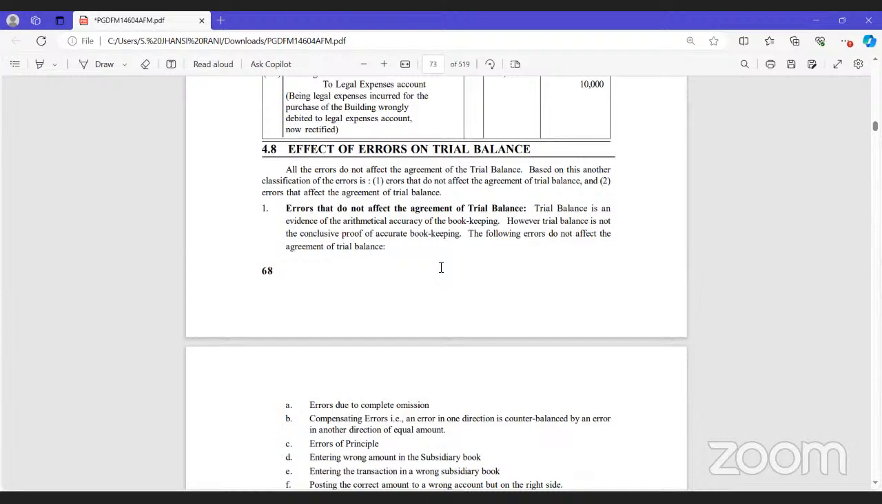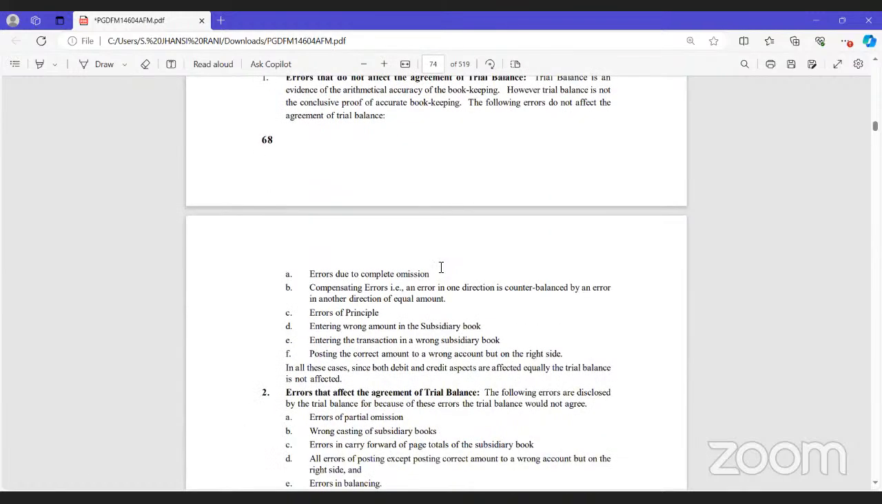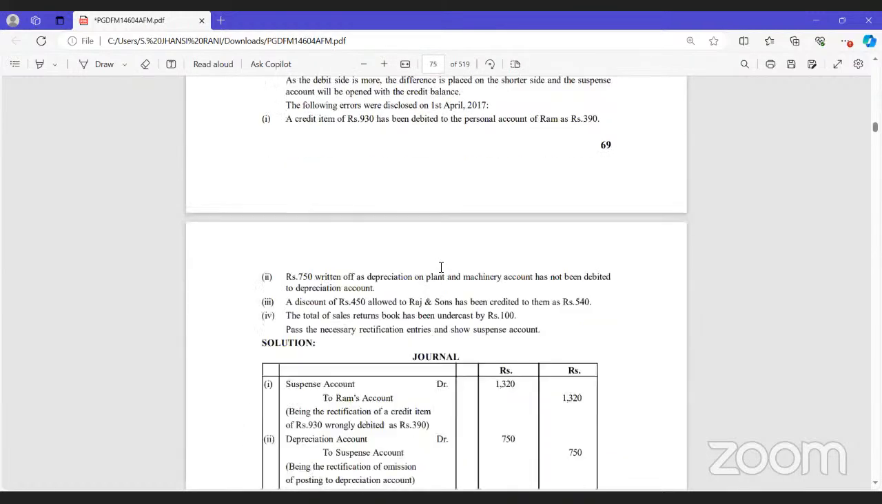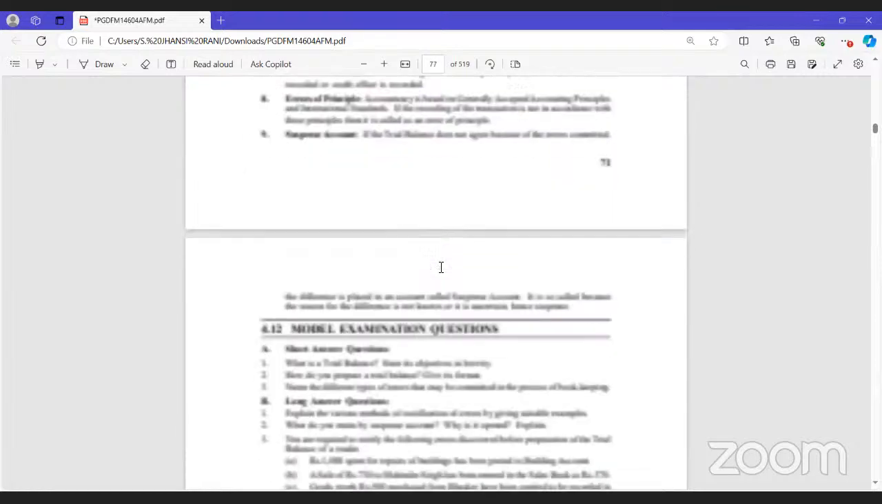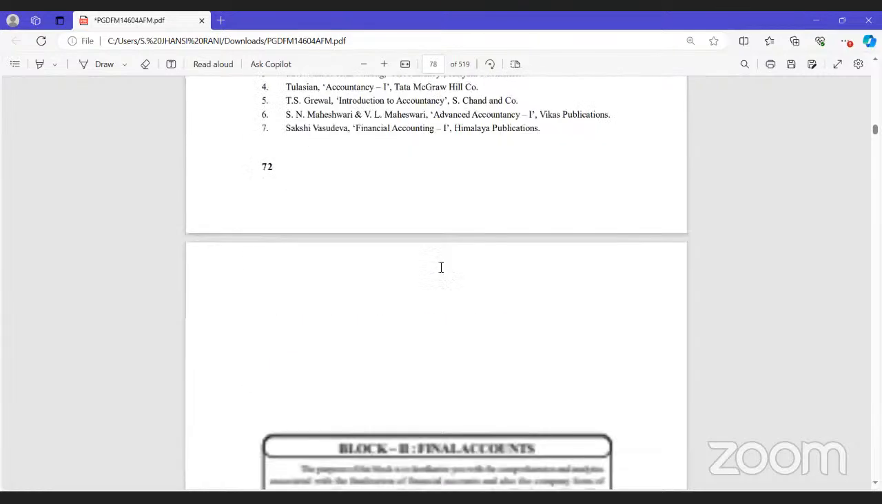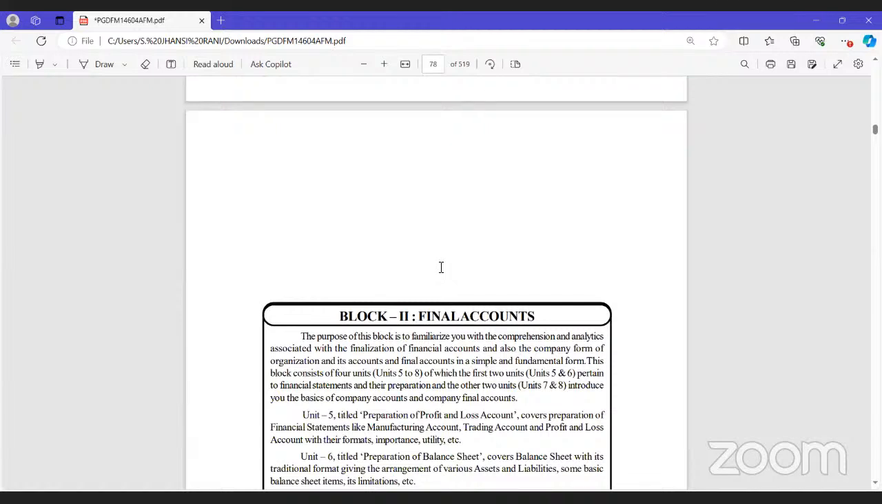If it is done, that will be rectified. So like this, error of omission, commission, error of principle, and compensating errors: these four types of errors are there. Whenever any error happens, it will be rectified by rewriting or correcting the required entry, sometimes by transferring to the suspense account also. So this is all about block 1. Next we move to block 2.